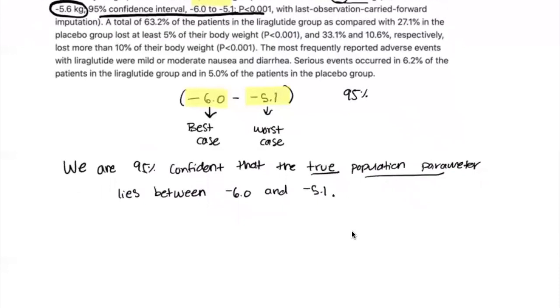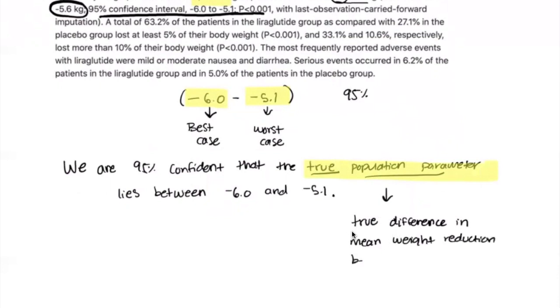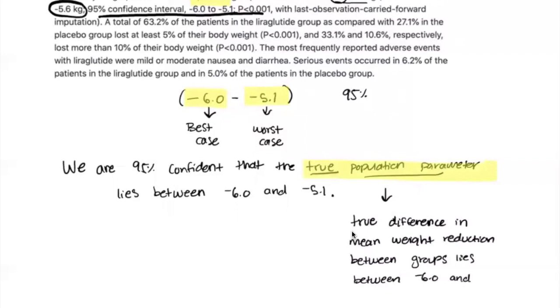So what do we mean by true population parameter? We mean that the true difference in mean weight reduction between groups, which is the liraglutide group and the placebo group, lies between -6 and -5.1.